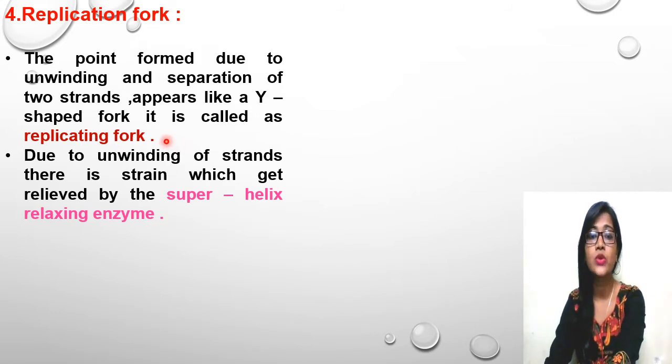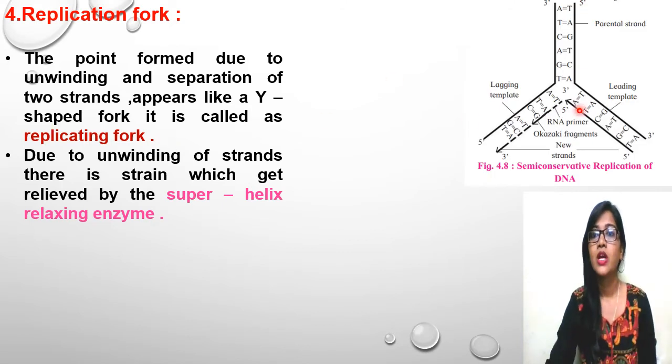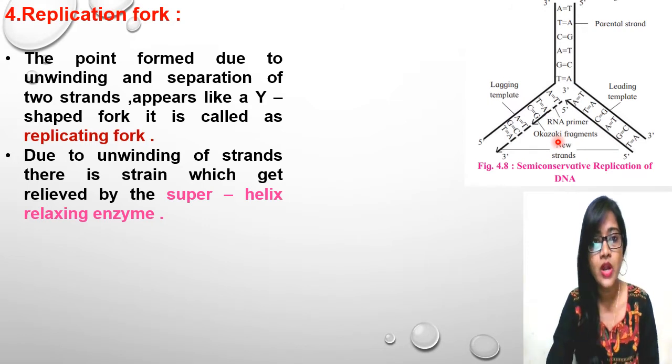So let's try to understand this replication fork with the help of a diagram. If you can observe this diagram, see that there is semi-conservative replication of the DNA. This is the lagging template, this is the leading template, and this structure is the Y-shaped structure. Can you observe that? This is the Y-shaped structure. So this is a Y-shaped fork and this is called the replication fork, that you have to remember.